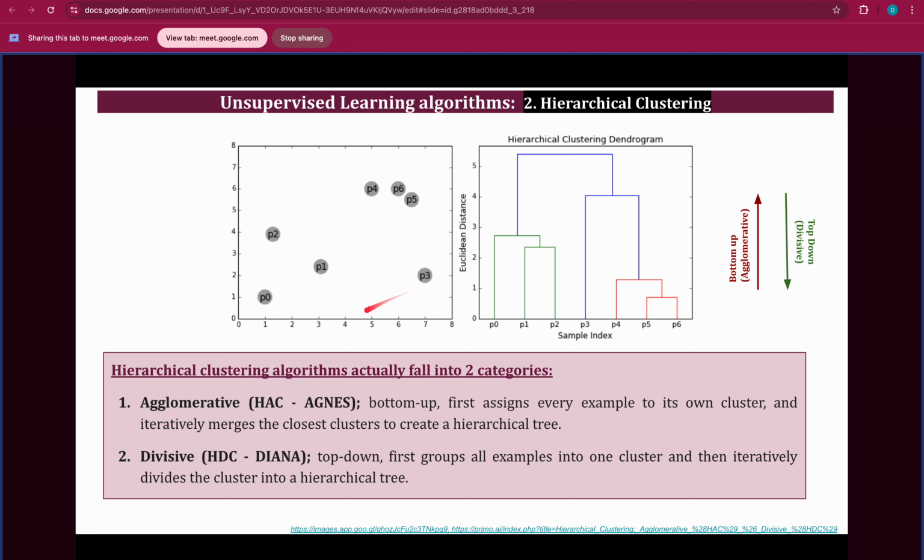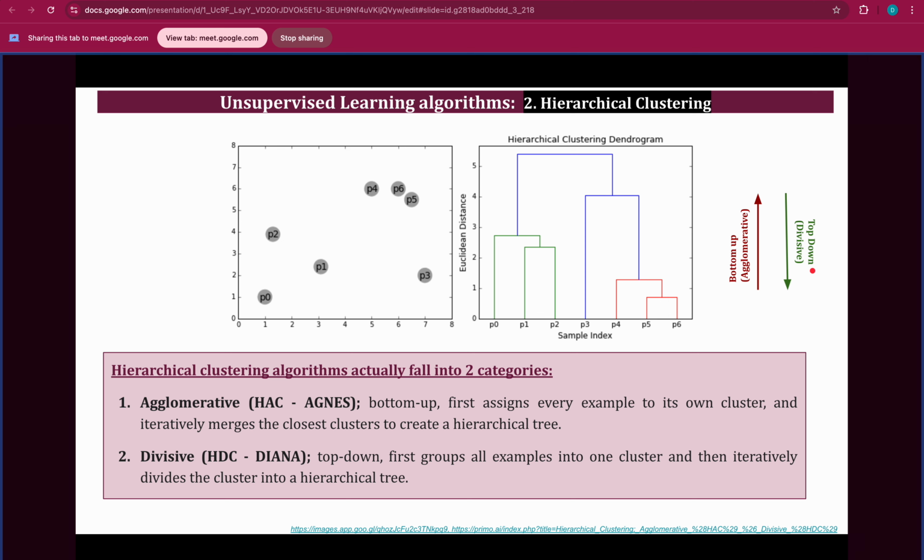And ultimately P0, P1, P2, and P4, P6, P5, P3 can also be combined into one single cluster. So in the end we have all the data points in one single cluster. This is known as agglomerative clustering, when you are trying to merge all the smaller clusters into a bigger cluster.